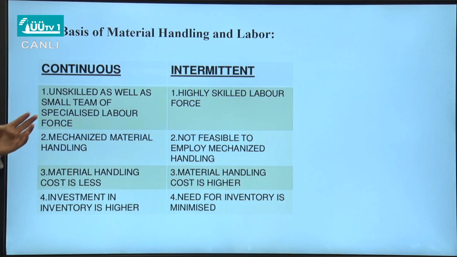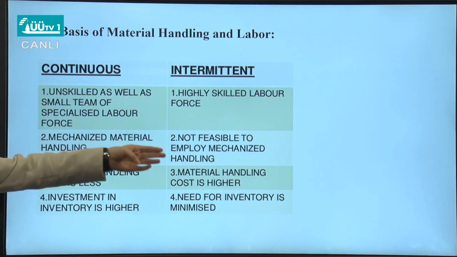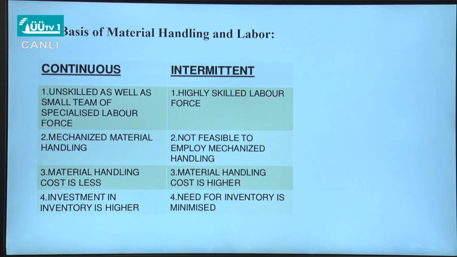labor. So the unskilled as well as small team of specialized labor force are just placed in the continuous type of manufacturing system, and at the discontinuous, highly skilled labor force are needed for the intermittent. And the mechanized material handling is very needed for the continuous type of manufacturing system, and on the other side, not feasible to employ mechanized handling at the intermittent.